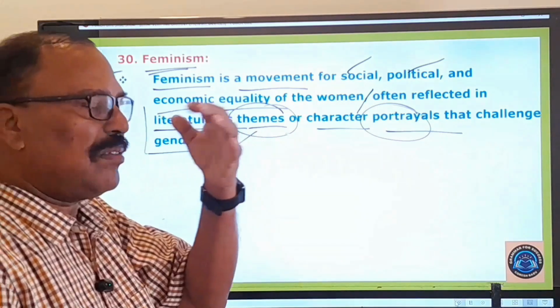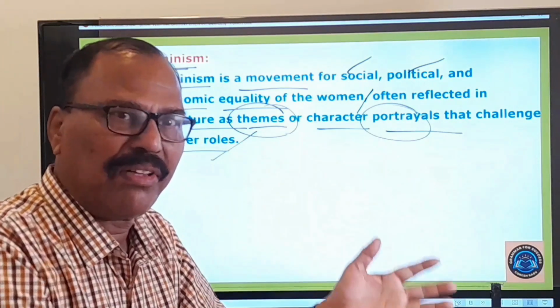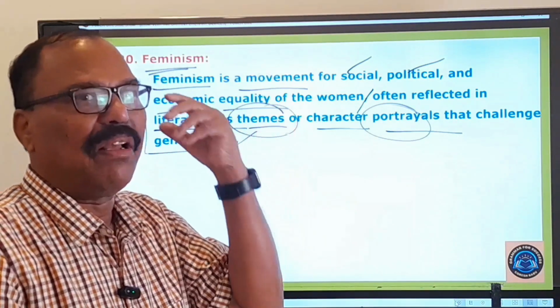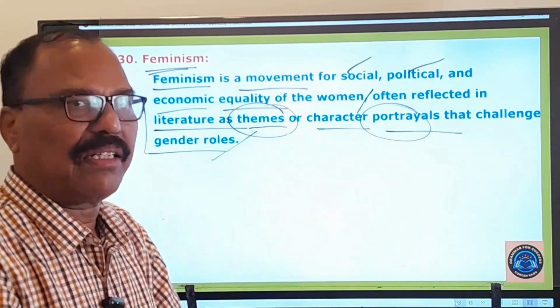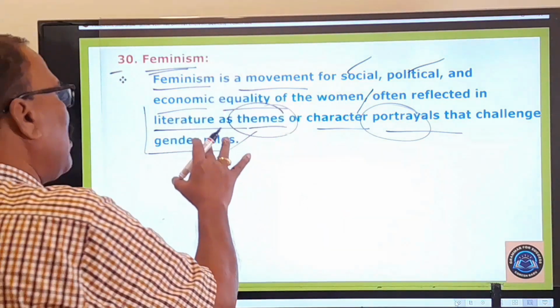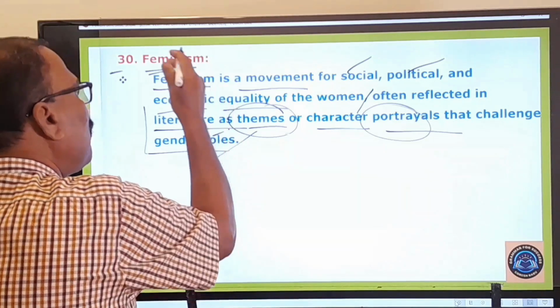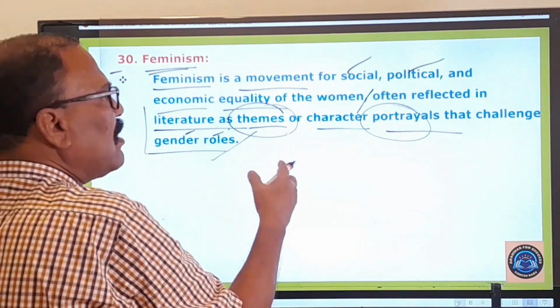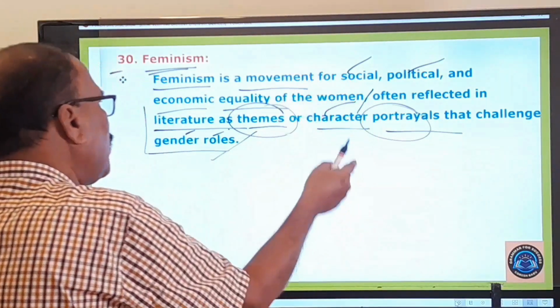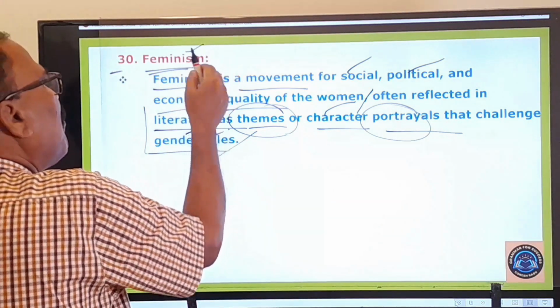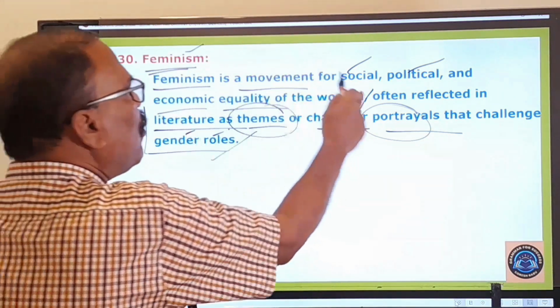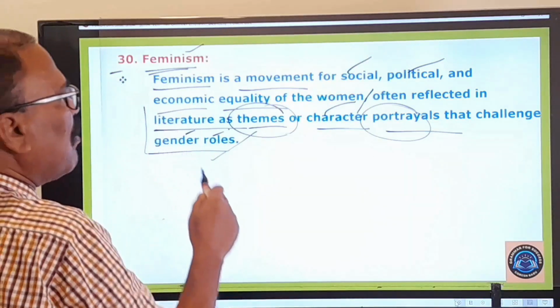Okay, so in that drama or novel or anything, that character will be opposing male dominance and the male partner and all that. So in order to challenge the gender roles, some writers have created certain characters that opposed male domination and all that. So that's called feminism. Feminism is meant for social, political and economic equality of the women.